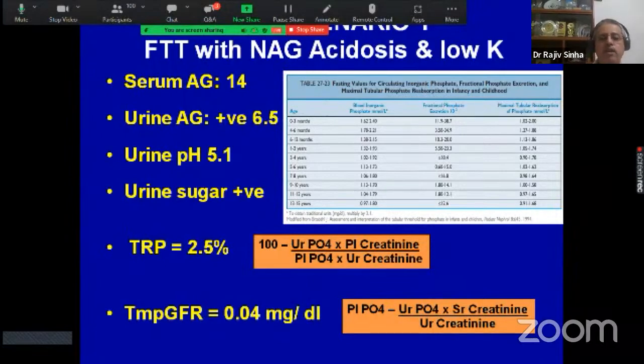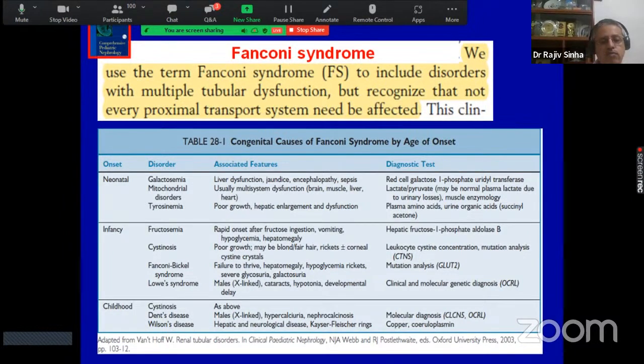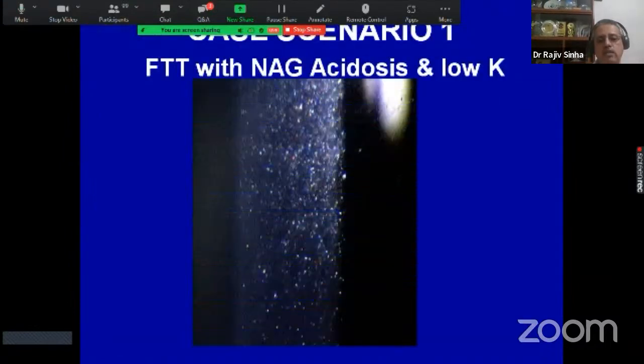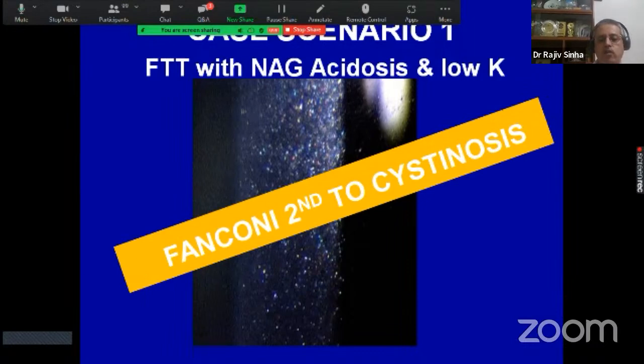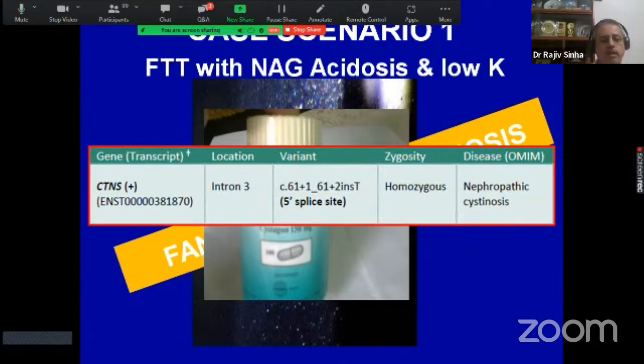Hence we already have the diagnosis that most probably this child has Fanconi syndrome, and we all know that Fanconi syndrome can result from a wide variety of disorders ranging from, say, galactosemia, thalassemia, cystinosis, Fanconi-Bickel; all of this can present as Fanconi syndrome. Of this, cystinosis is supposed to be the most common cause of Fanconi syndrome in the pediatric age group too. So we went on to look into the eyes, where we could see cystine crystals in the cornea, and we had a diagnosis. The child was started on cysteamine, and subsequently this was also confirmed by genetics.